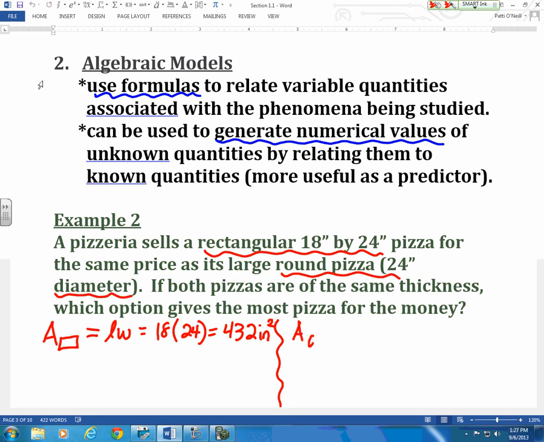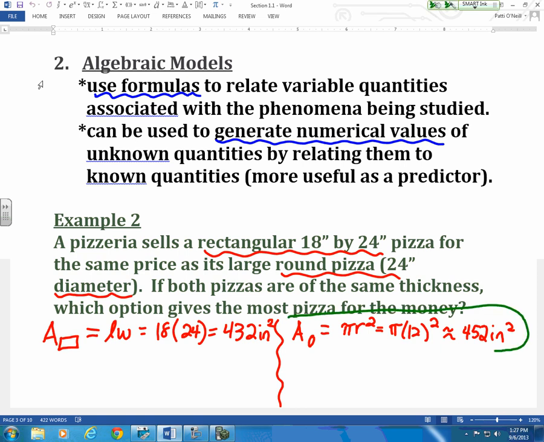The circular pizza, the round pizza, which we're kind of used to seeing, remember, is pi r squared. So we've got a diameter of 24, which means our radius is 12. If we do this out, this gives us about 452 square inches. So by a bit, the round pizza is going to be a better deal.